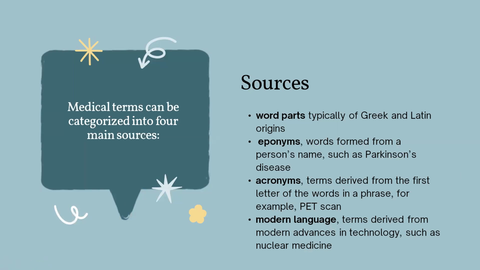Medical terminologies can be categorized into four main sources. The first one is word parts that includes typically Greek and Latin origins. Second one is eponyms, words formed from a person's name such as Parkinson's disease. Acronyms, terms derived from the first letter of words in a phrase, for example, PET scan. And the last one is modern language, terms derived from modern advances in technology such as nuclear medicine.